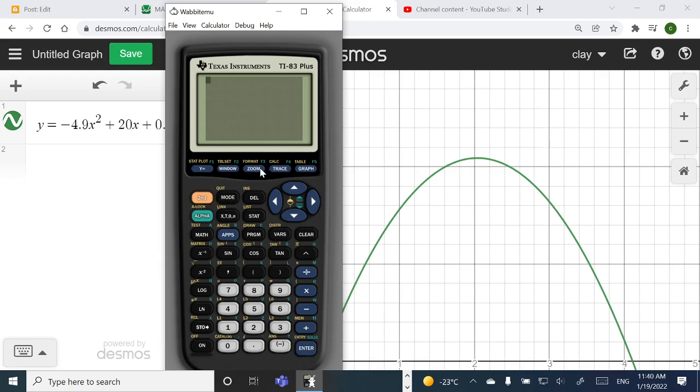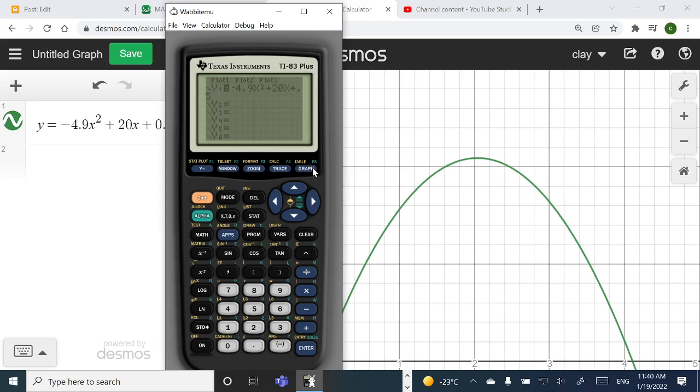Quit. Start with maybe your window at normal. So that's zoom, which one's standard? 6, zoom 6, which gives you your usual -10, +10 grid. Now let's go to the plot, the y equals, and put in our equation. So what was it again? It was -4.9x squared plus 20x plus 0.5.